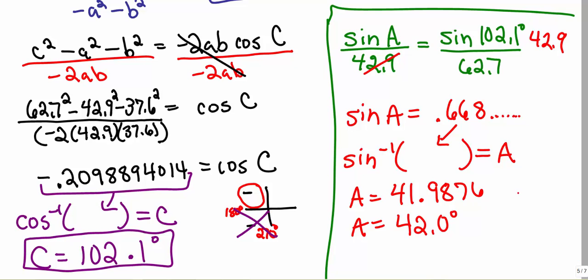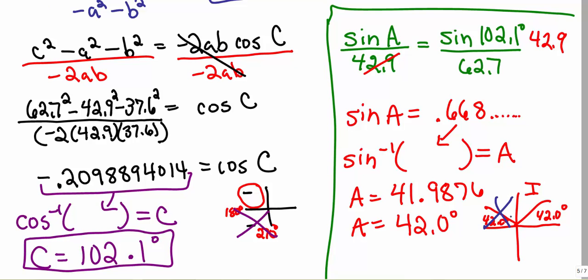Now, am I going to bother looking in quadrant 2? I want to make sure we understand this. We found an angle in quadrant 1, 42.0 degrees. The sine is not only positive in quadrant 1, it's also positive in quadrant 2. So we have another angle in quadrant 2 that has that reference angle, 42 degrees. Do I even bother looking for that? And the answer is no.